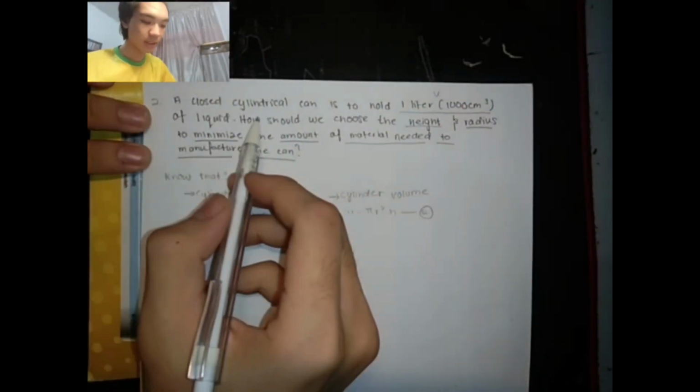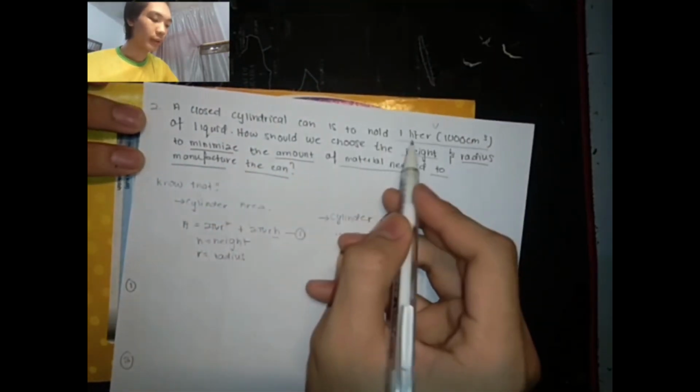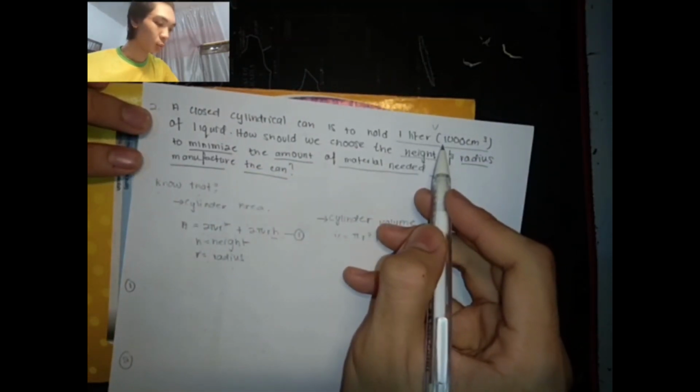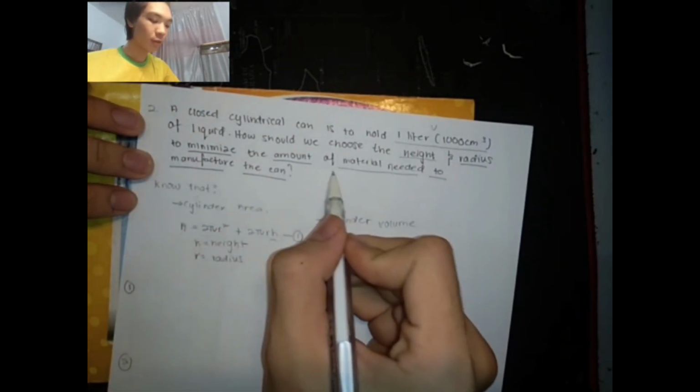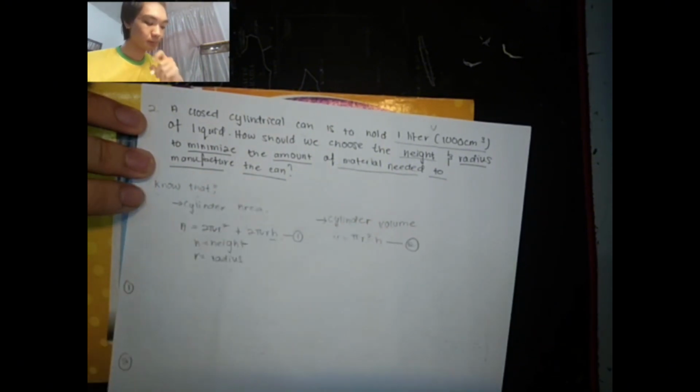Okay guys, for the second problem, it states that a closed cylindrical can is to hold 1 liter, that is equivalent to 1000 cm³ of liquid. How should we choose the height and radius to minimize the amount of material needed to manufacture the can?